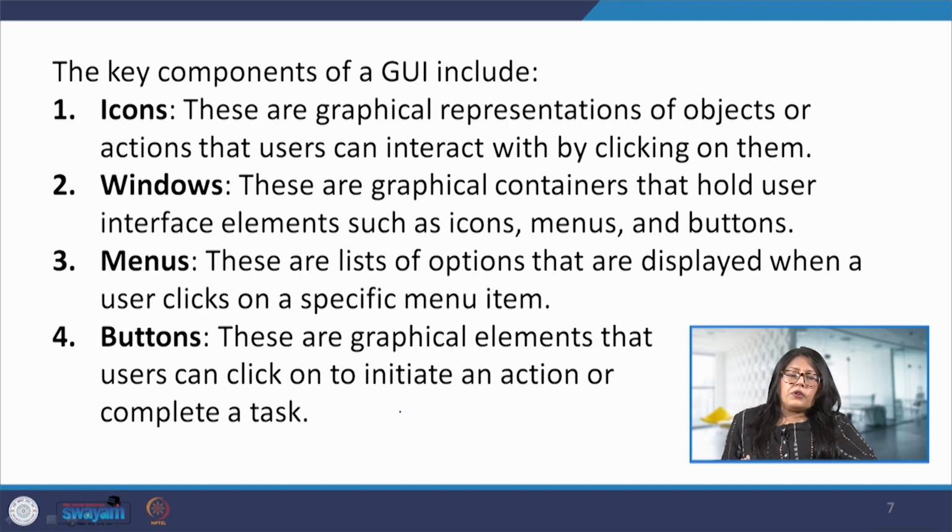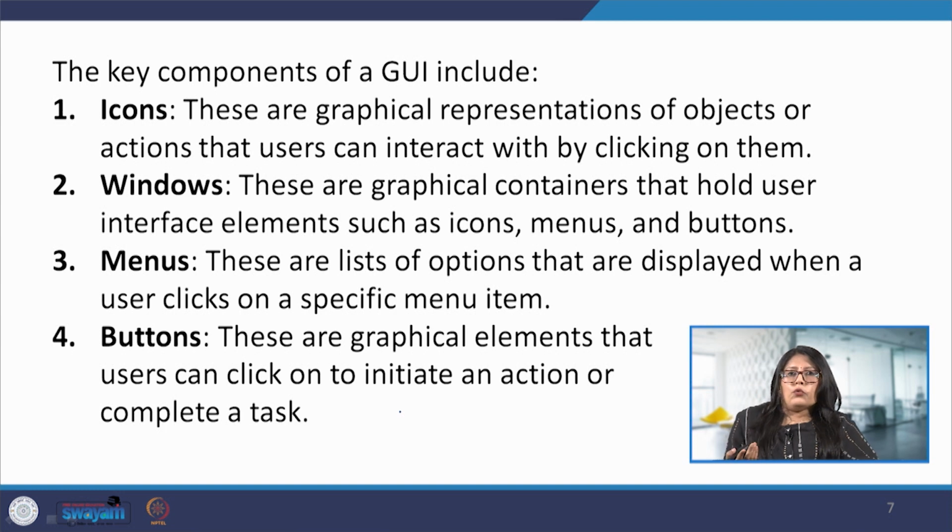Now, some of the key components that I have already mentioned that are there in the GUI, they are icons. So, they are graphical representations like we have for file or folder or bin, recycle bin. Then we have windows. So, these are graphical containers that hold the user interface elements, where in that window we can identify these icons or menus or buttons.